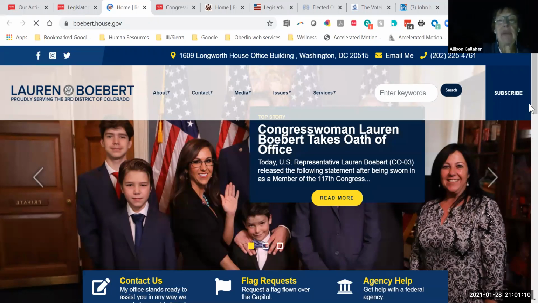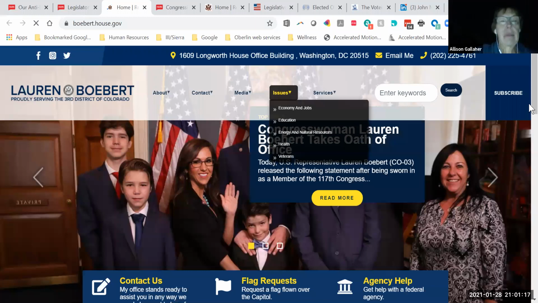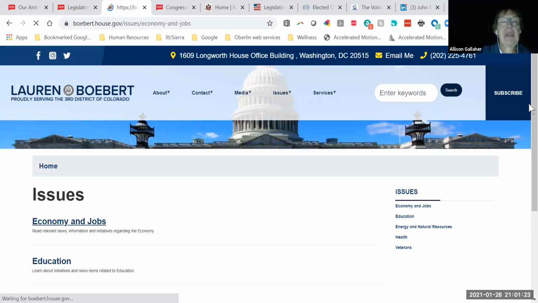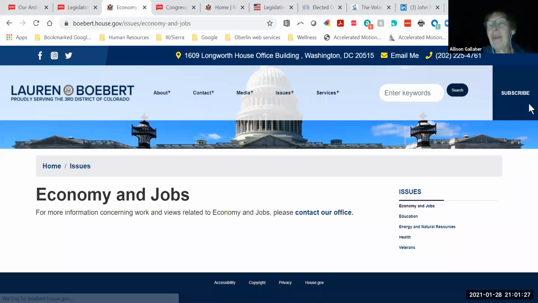So you should expect a section on their issues positions. And here it is right here. I'm selecting it. I'll pick economy and jobs. And I can tell you that every single one of these is going to say, please contact the office. They haven't filled it out yet. That will come, but again, we're working with very limited information right now.